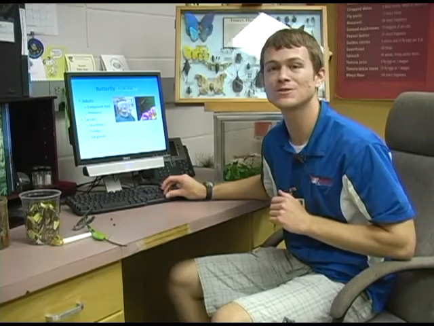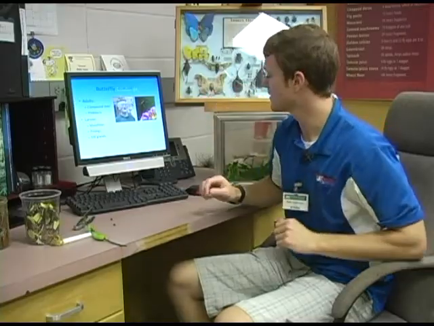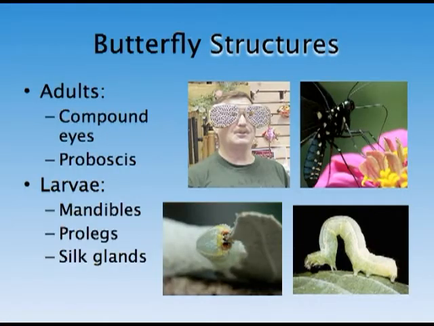Caterpillars also have silk glands. You guys ever heard of a cocoon? Well, that's what the caterpillar will make a lot of times. It's basically like a sleeping bag or a mummy's case, and that protects the pupa inside, and we'll learn about that a little bit later.